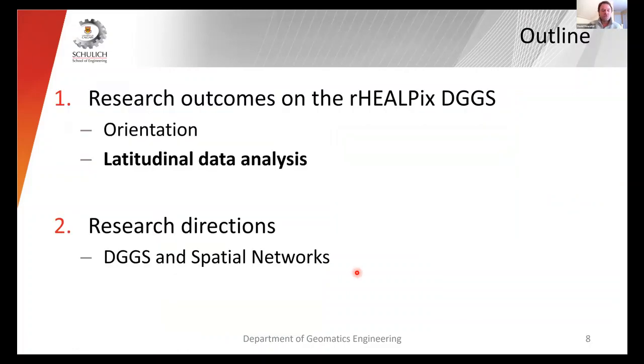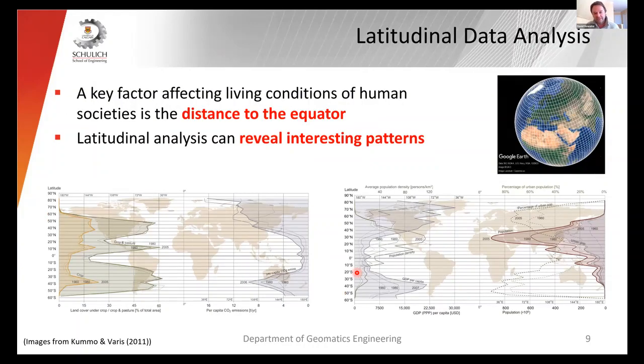So moving on to latitudinal data analysis. I just wanted to mention this because while we were studying the RHLPX DGGS, we realized that it has this rare and interesting property: you can probably see on this image that cells are distributed nicely along rings of constant latitude, which are often referred to as isolatitude rings. This led us to wonder if we could utilize this property to facilitate latitudinal data analysis, which had recently been shown to reveal interesting patterns, particularly when analyzing population, environmental, social and economic data.